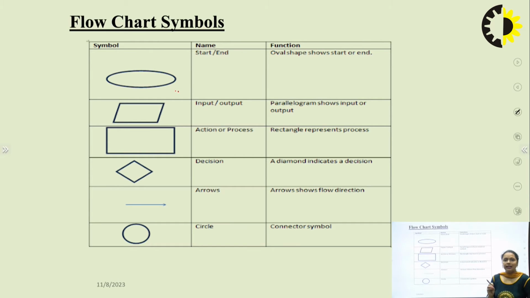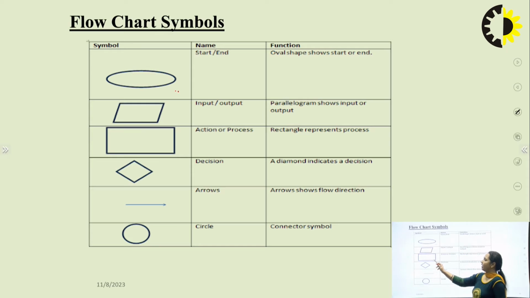So we can say that this oval symbol is nothing but a terminator symbol, which shows you the starting and end of the flowchart. Next we have the parallelogram. This parallelogram is used to represent the input taken by the user and output generated by the software or program written by the user. So every data which is being taken as input and whatever data is being generated as output is written within this parallelogram.